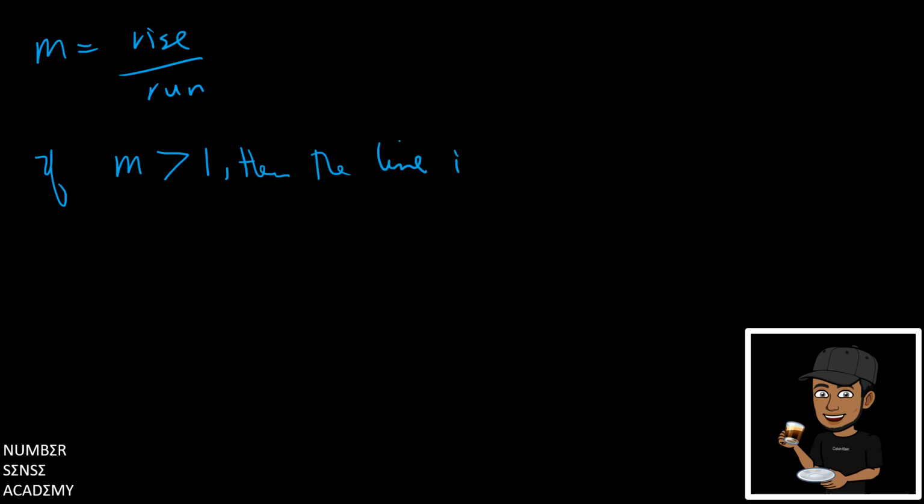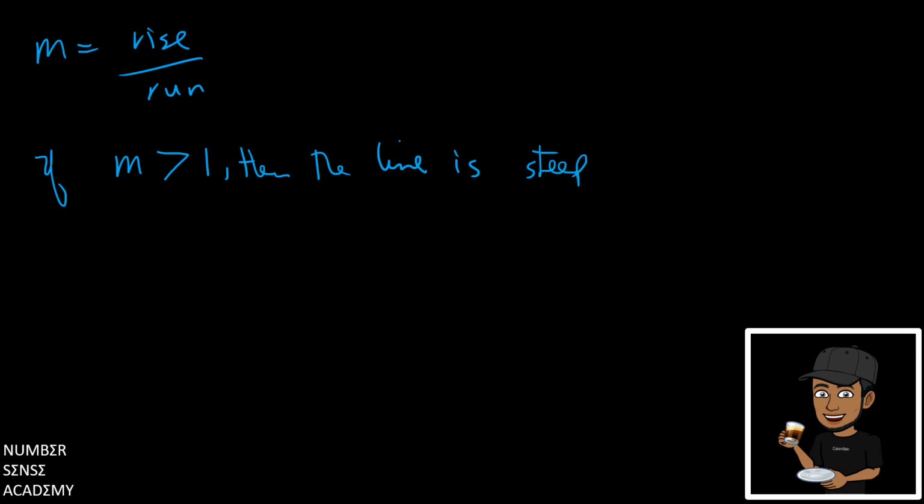So if you're dealing with the slope, so it's rise over run. If you're dealing with the slope, and m, so this is the slope, right? M is rise over run. So if m is greater than 1, meaning that the top is bigger than the bottom, the rise is more than the run, then the line is steep.